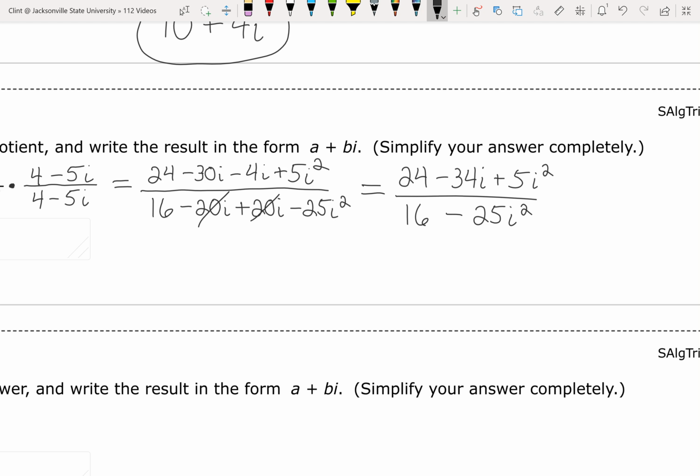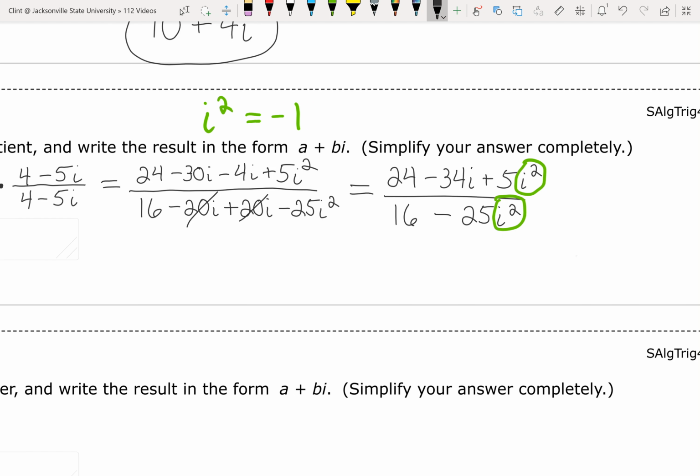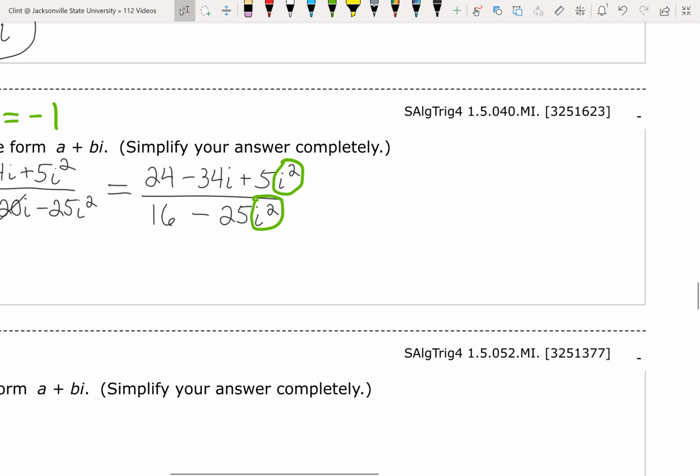Okay, now really important to remember that i squared is negative 1. Right? So we've got two of those to deal with. So plus 5 is going to turn into minus 5. So we have 24 minus 5. That will give us 19.